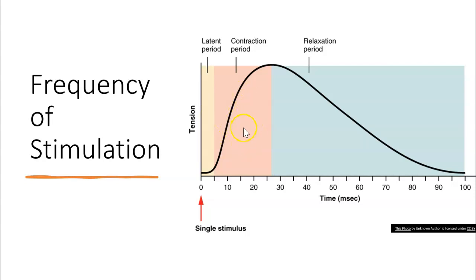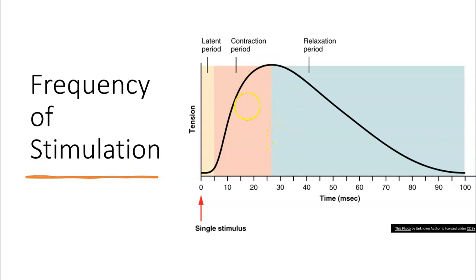The contraction phase occurs next, and this is when the calcium ions in the sarcoplasm have bound to the troponin, the tropomyosin has shifted away from the actin binding sites, cross bridges form, and the sarcomeres are actively shortening to the point of peak tension.